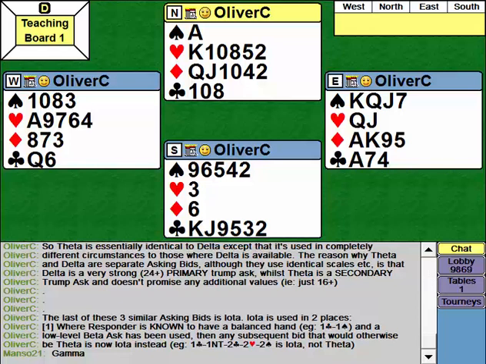because responder cannot have a singleton or void here, because they've shown a balanced hand with their one spade response. So absolutely, any bid, if responder's shown a balanced hand, any bid at all that would normally be thought of as theta is actually iota.